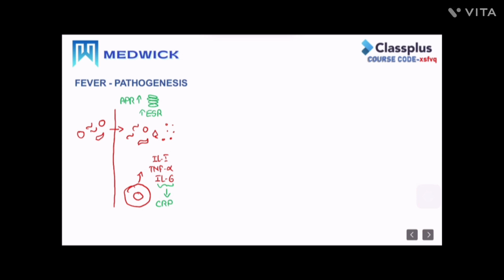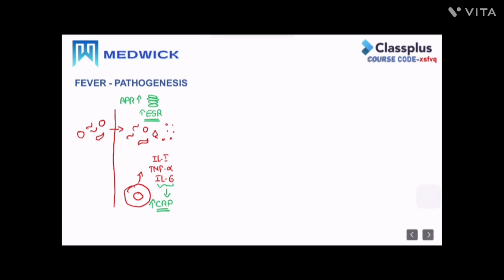But do remember, ESR levels are not always reliable because once they are increased, they will stay elevated for a long period of time. Whereas CRP levels do fluctuate and correlate with the interleukin 6 levels, and that is why CRP is the best investigation to follow up the patients with fever.